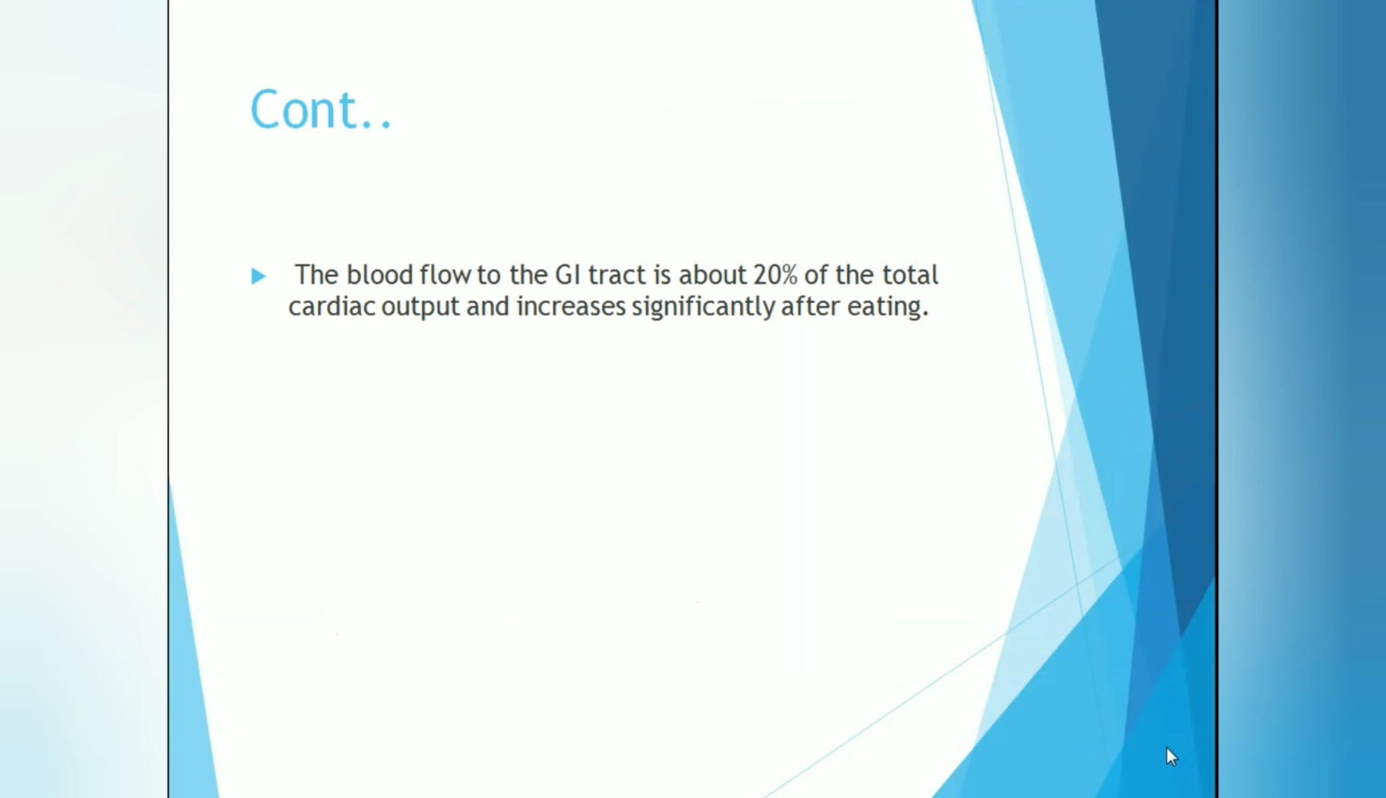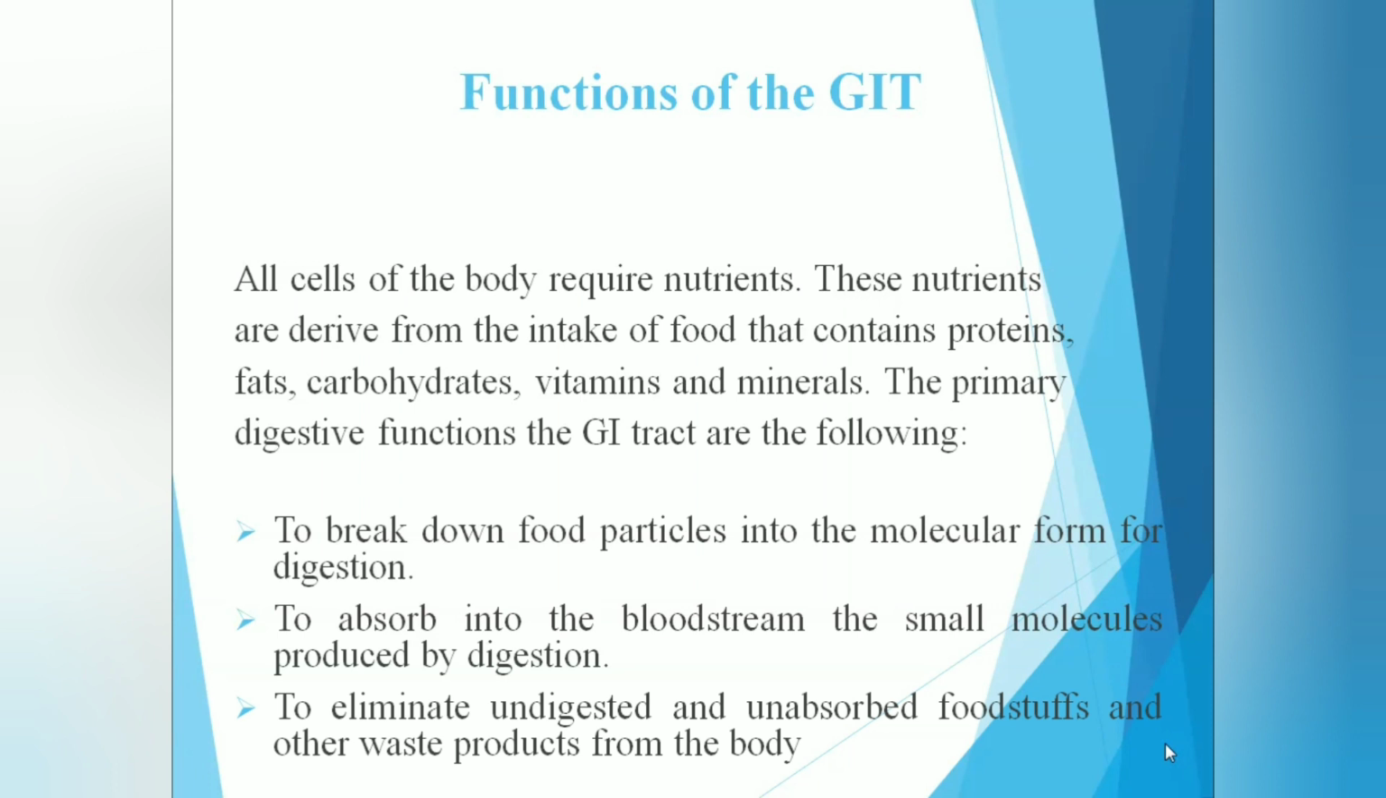The blood flow to the GI tract is about 20% of the total cardiac output and increases significantly after eating. Functions of the GIT. All cells of the body require nutrients. These nutrients are derived from the intake of food that contains proteins, fats, carbohydrates, vitamins and minerals.